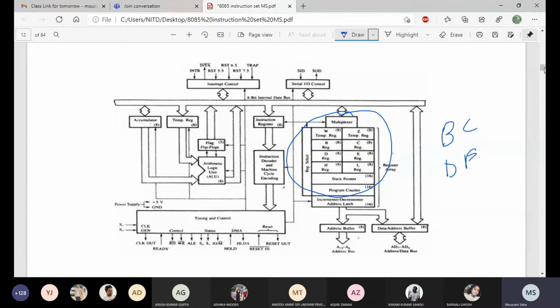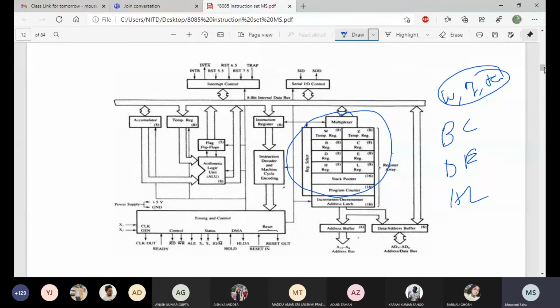B, C, D, E and H, L registers are there for your programming. And W, Z and the temporary register are registers you cannot use for your programming purpose. These registers are used by the processor for storing temporary data during execution.